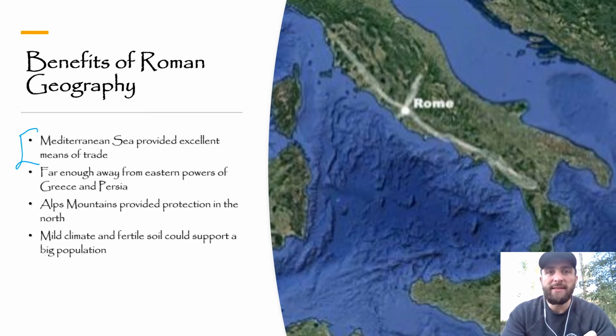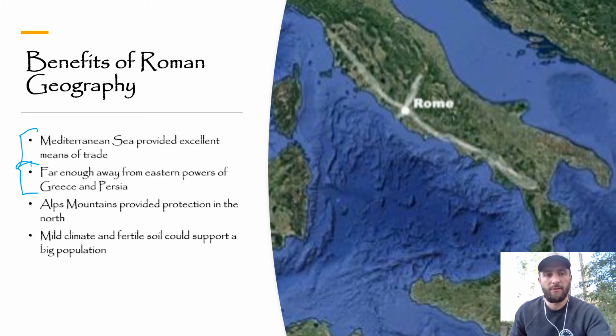Now, not only did the sea provide them with trade, it also provided them with protection. If an outside force wanted to conquer the Italian peninsula and the city of Rome, they would have had to bring a navy with them. There were times when the Greeks went in and colonized the Italian peninsula, but they never launched a full conquest. Neither did the Persians or the Egyptians or the Phoenicians or any of these other great Eastern Mediterranean powers.